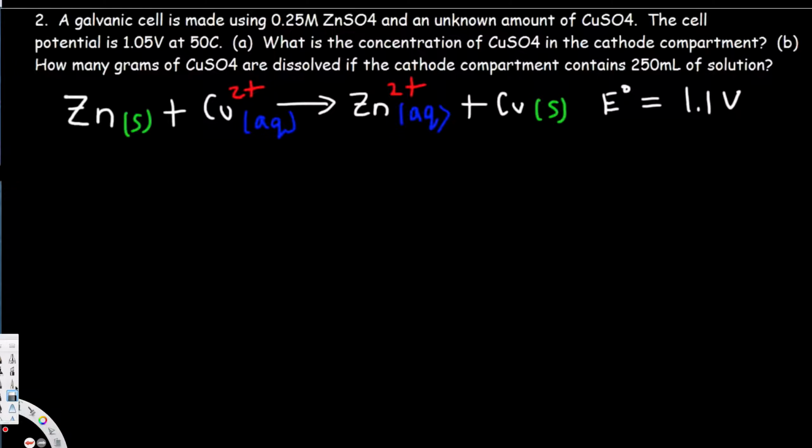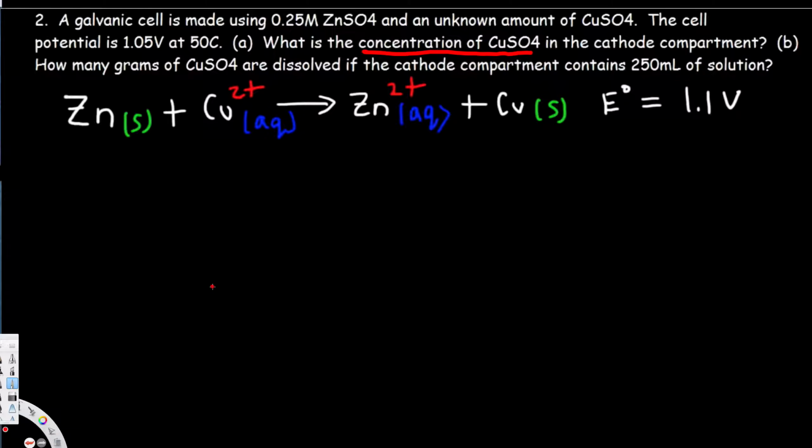Let's do this problem right here. This question is asking: a galvanic cell is made using 0.25 molar ZnSO4 and an unknown amount of CuSO4. The cell potential is 1.05 volts at 50 degrees Celsius. What is the concentration of CuSO4 in the cathode compartment? And part B is asking how many grams of CuSO4 are dissolved if the cathode compartment contains 250 milliliters of solution. So here they are asking for the concentration of CuSO4.